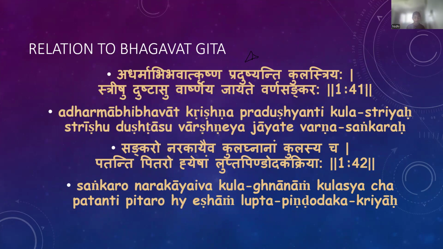With the preponderance of vice, O Krishna, the women of the family become immoral, and from the immorality of women, O descendant of Vrishni, unwanted progeny are born.